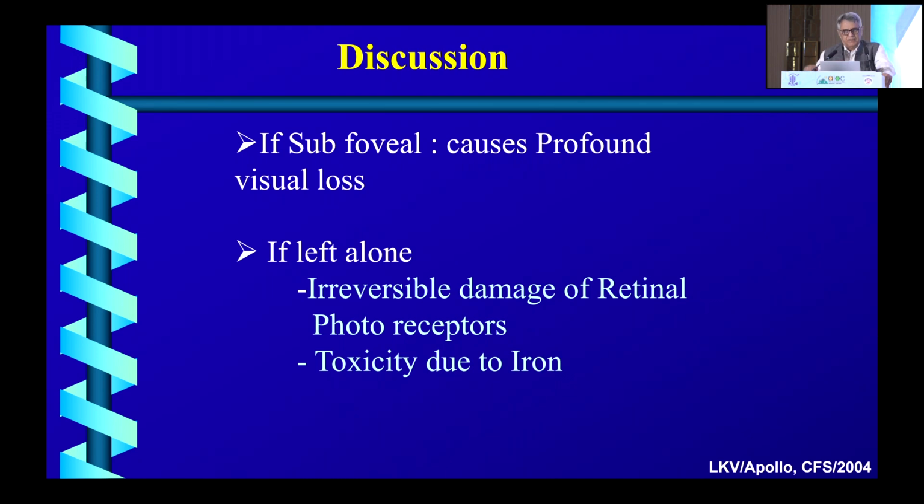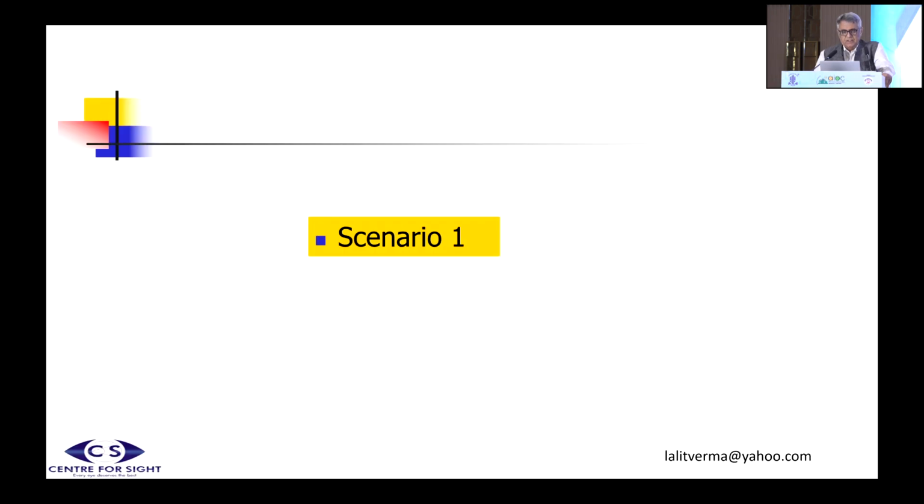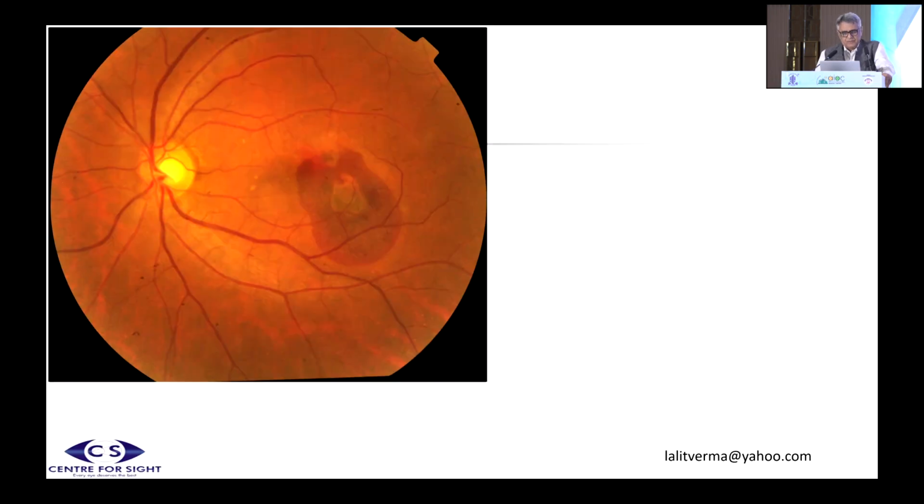And what happens if the blood is amongst the rods and cones? If it retracts, the rods and cones may be destroyed also. So I'll be describing a couple of scenarios of this. This is what I call a mild kind of subretinal hemorrhage, although it is involving the fovea.